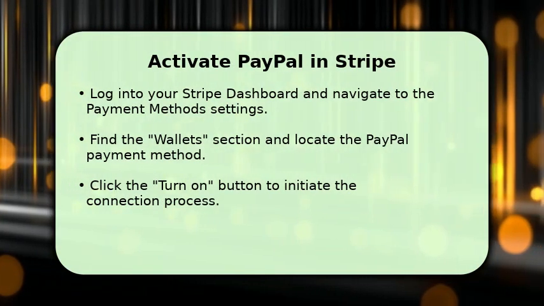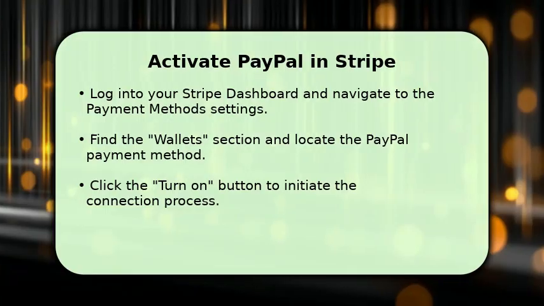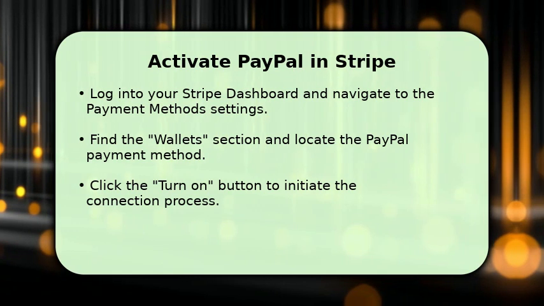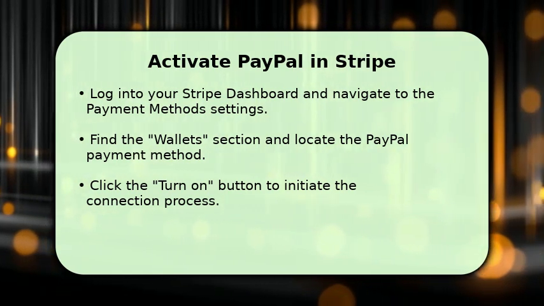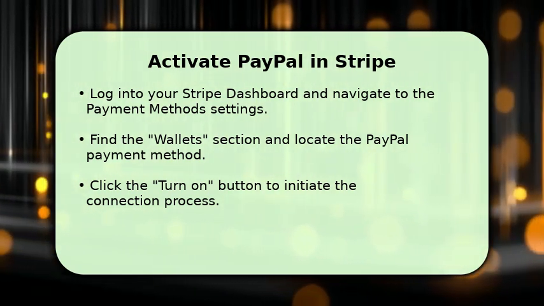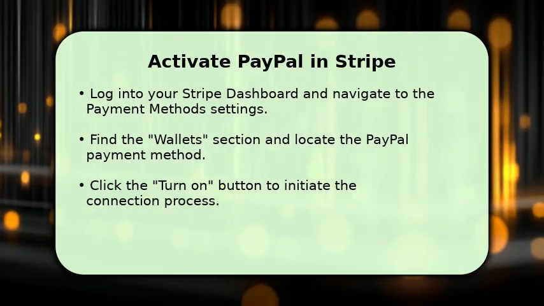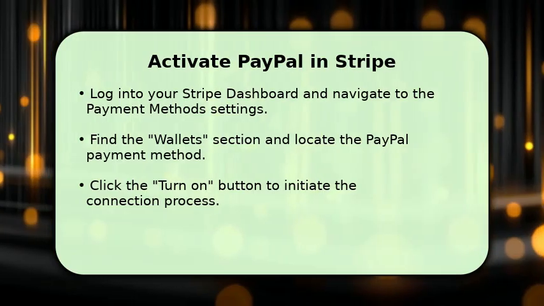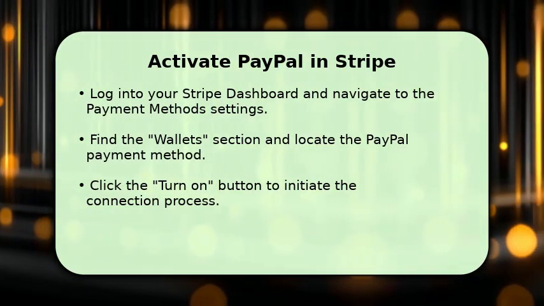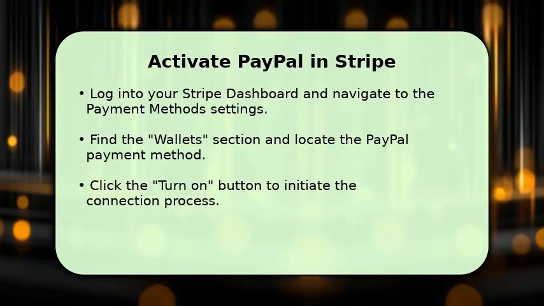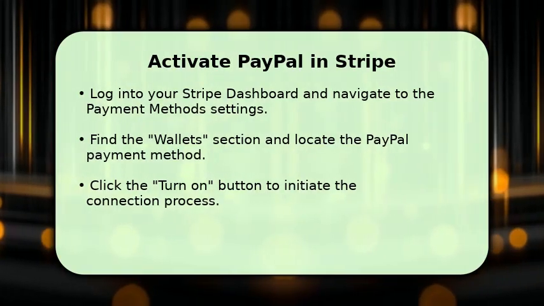Now, let's activate PayPal within your Stripe account. Begin by logging into your Stripe dashboard. From there, go to the payment method settings. Scroll down until you find the Wallet section and you'll see PayPal listed. Click the Turn On button next to PayPal. A pop-up will appear, prompting you to select how you'd like your PayPal revenue to be settled, with the option to transfer funds directly to your Stripe balance being highly recommended.